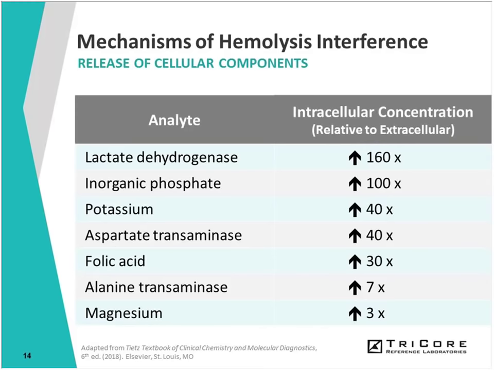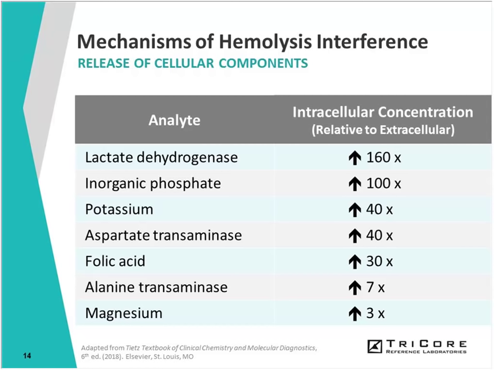There are several ways in which hemolysis contributes to analytical interference. The intracellular compartment of red cells contains a variety of analytes that are commonly measured in serum. And when red cells lyse, they release those analytes into the serum, thereby increasing their measured concentrations. Here are a few examples of analytes that are commonly measured in serum and the concentration of those same analytes in red blood cells shown as a relative abundance.